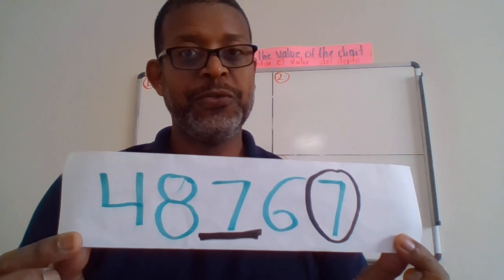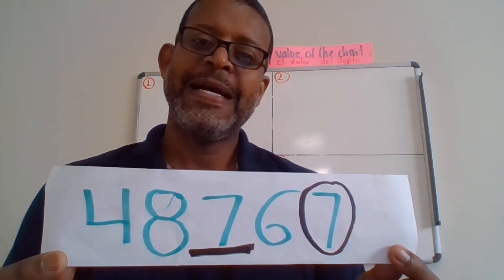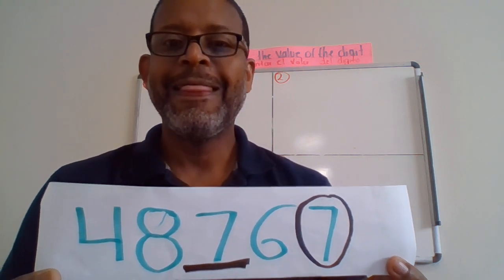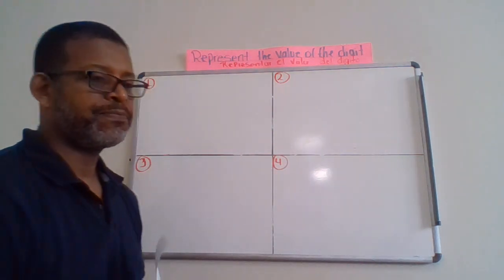This is our number for today. As you can see, there is a number that is highlighted and there is a number that is circled. There is a reason for that. I will explain it in a minute.